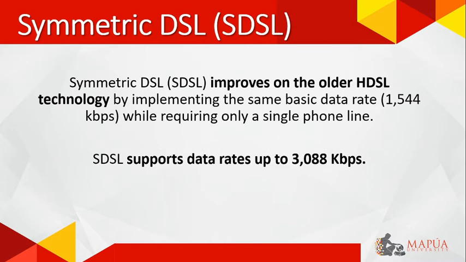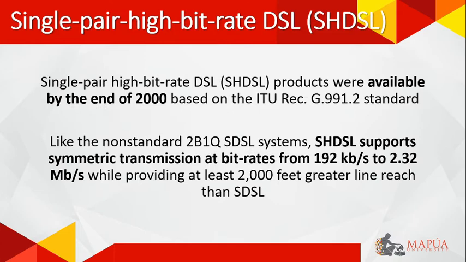The next type of DSL is the Symmetric DSL, or SDSL, which improves on the older HDSL technology by implementing the same basic data rate of 1544 kbps while requiring only a single phone line. SDSL supports data rates up to 3088 kbps. The next type is the single pair high bit rate DSL, or SHDSL.